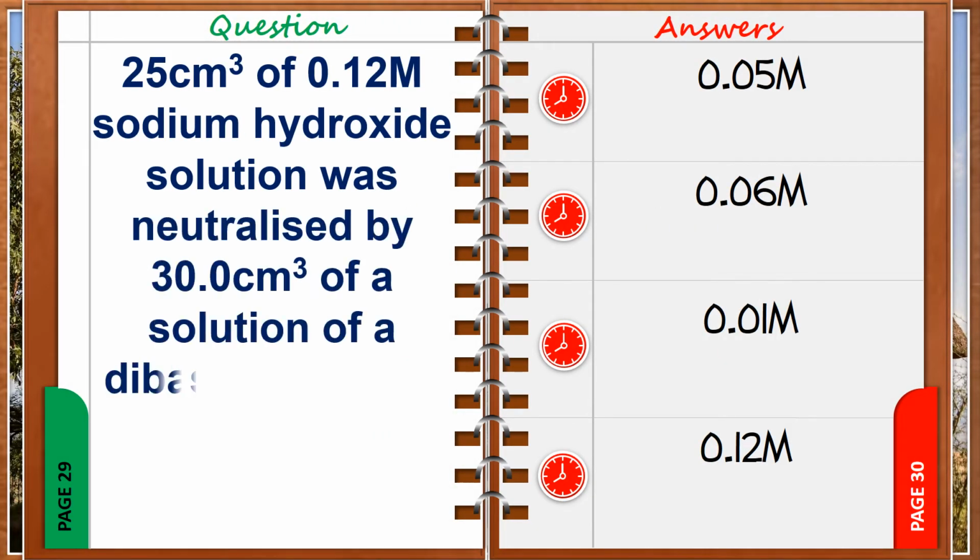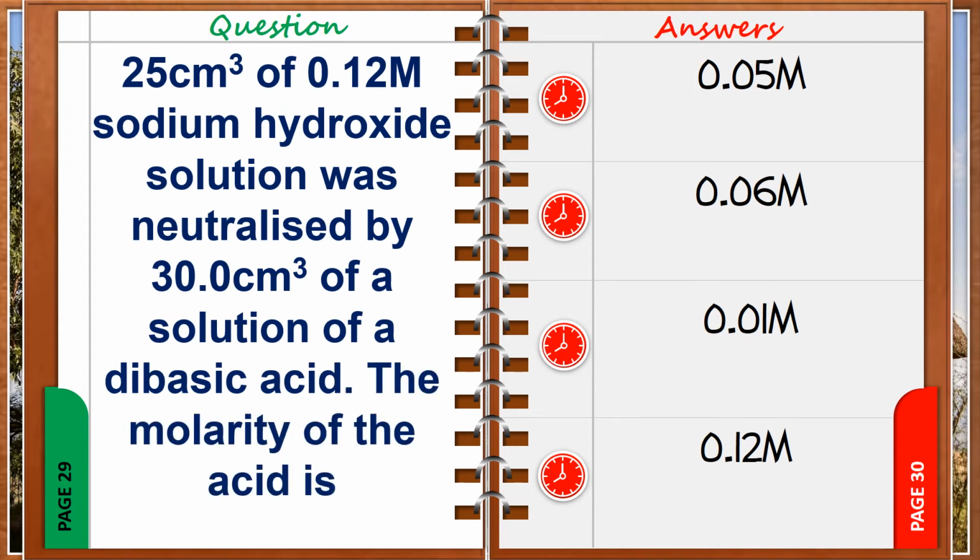25 cubic centimeters of 0.12 molar sodium hydroxide solution was neutralized by 30 cubic centimeters of a solution of a dibasic acid. The molarity of the acid is 0.01 molar.